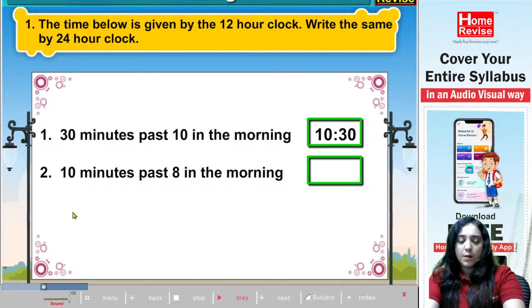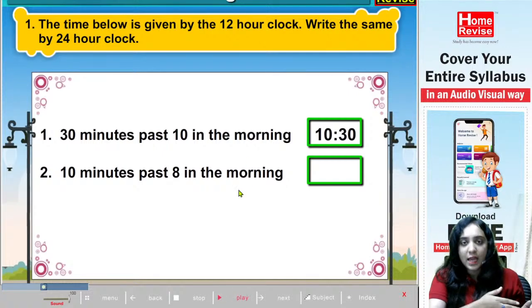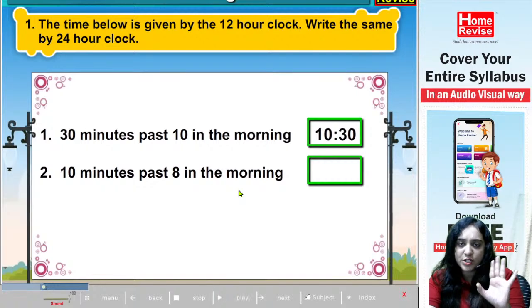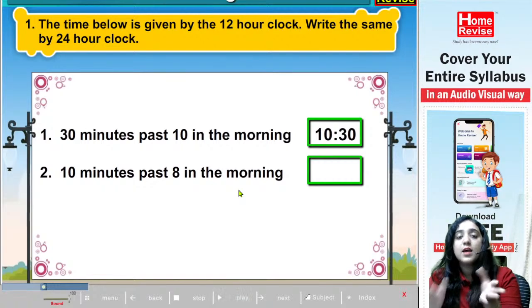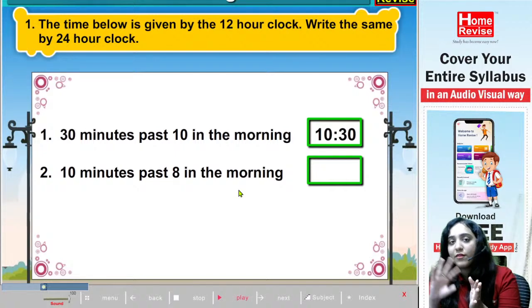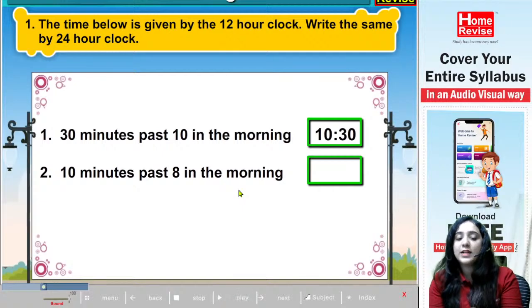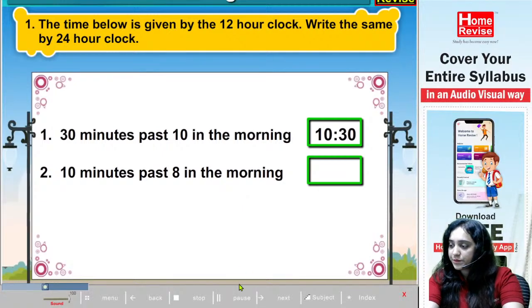Now see this. 10 minutes past 8 in the morning. Morning means before 12, so it is the same, 8 o'clock and 10 minutes. Nothing will change. Changes come only once it is in the afternoon, evening or night. After 12 you will find the changes in the 24-hour clock. Okay, let's solve. The 24-hour clock is 8:10.